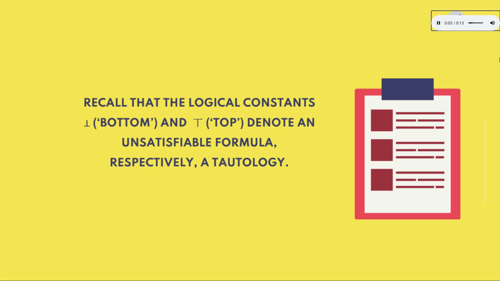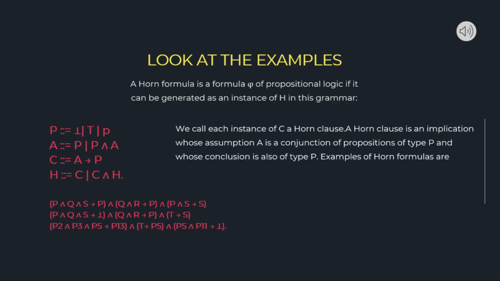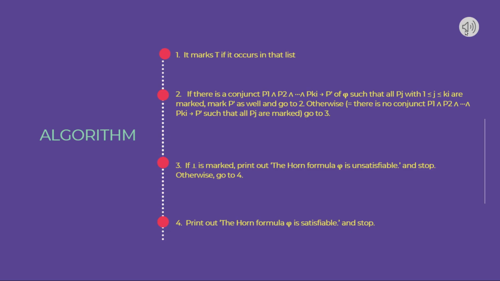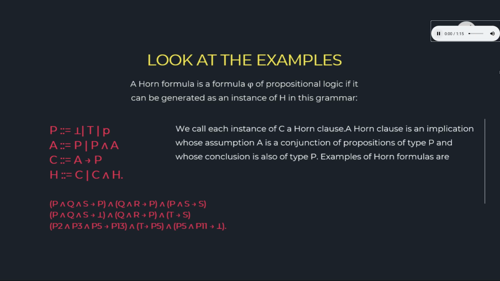Recall that the logical constants bottom and top denote an unsatisfiable formula and a tautology respectively. A Horn formula is a formula phi of propositional logic if it can be generated as an instance of H in this grammar defined in the slide.